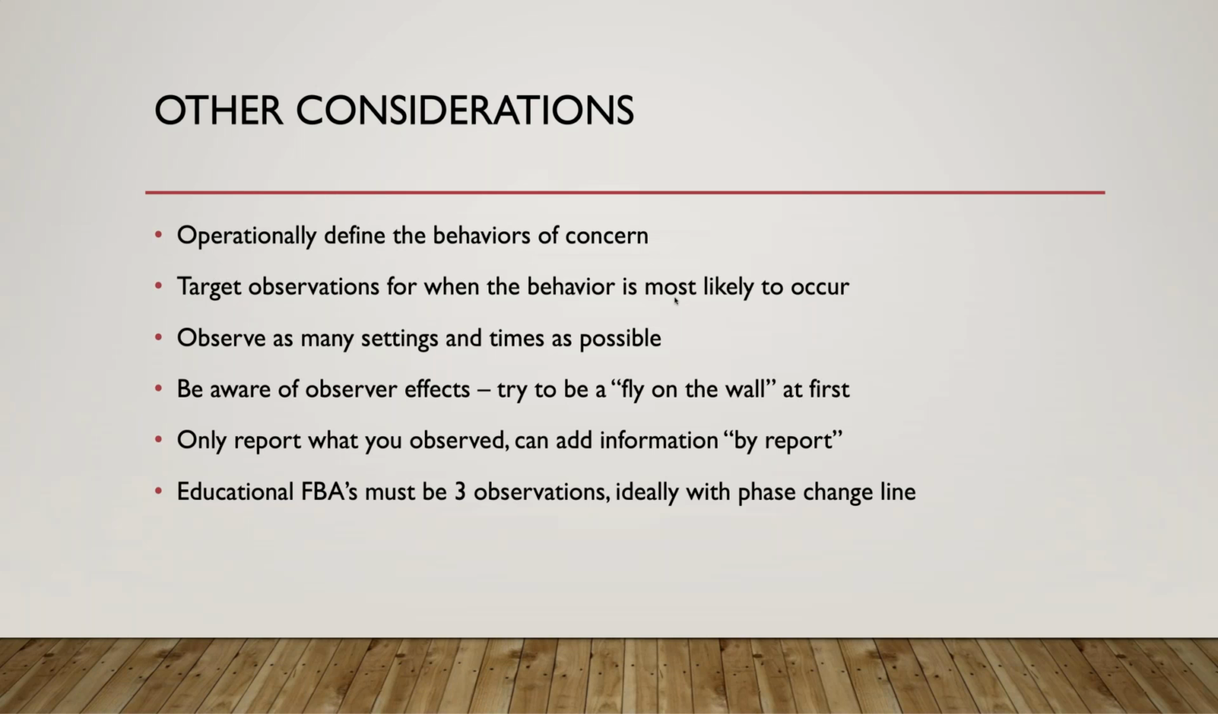Basically, you want to get as much information as you can, especially if we're relying on more observational assessments. We want to get as much ABC data as possible across different people, across different times, across different places. That'll also give us ideas about the function, but it'll also give us more ideas about the intervention.